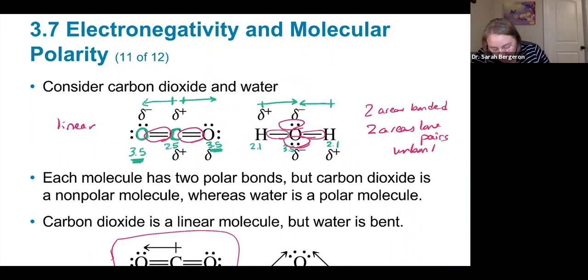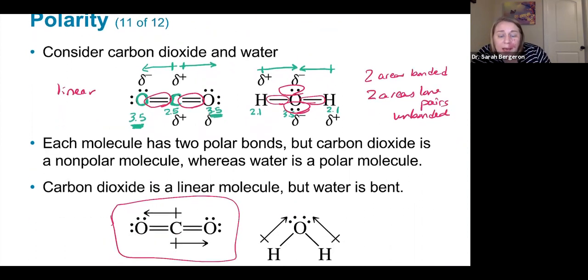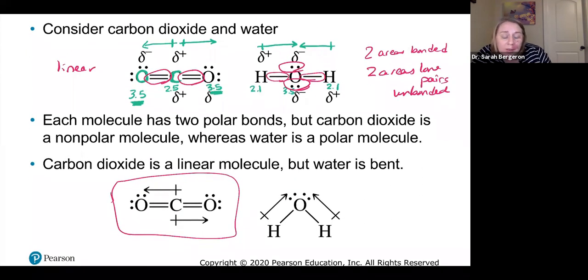Unbonded or non-bonded, however you want to say that. So you really have 4 areas there. What ends up happening is that water becomes a bent shape because these electron pairs take up so much more room than a bonded pair. And so the water molecule is actually bent.